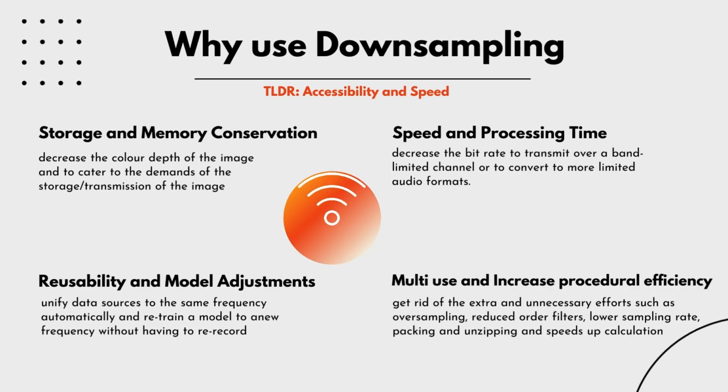Why do we use downsampling? There are several reasons. 1. To increase speed and processing time by reducing the bit rate for transmission over a band-limited channel. 2. To conserve storage and memory by decreasing the color depth and size of the image or audio file.